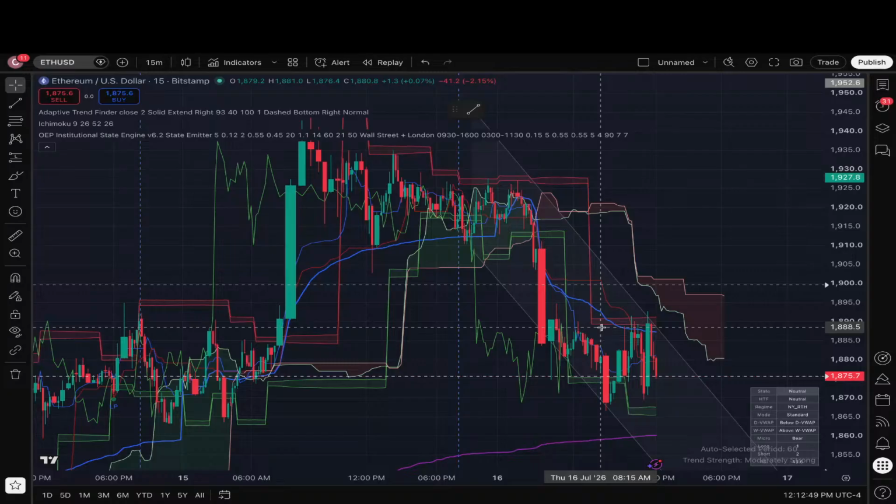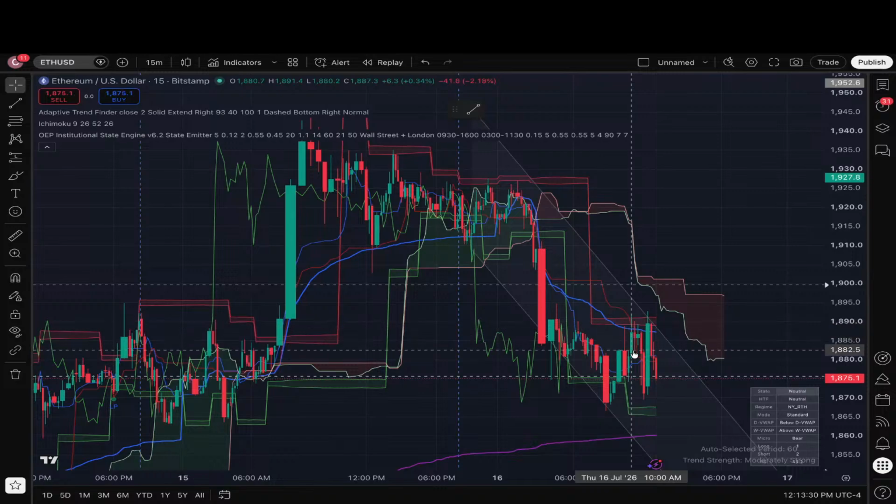There's such good data in our optimum entry point institutional state engine. It literally tells you where and what and how to do your trades. You can see it consistently here. You can even see where it dropped off, where you can see there's going to be pushback. So at this 1890 level, you see where that resistance is.